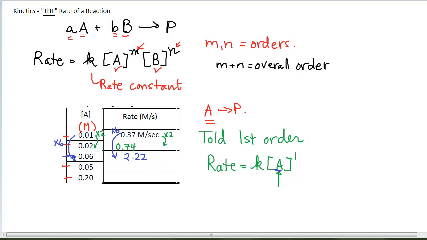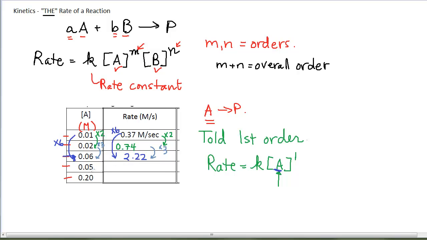I would have also gotten the same answer if I'd said, well, from this trial to this trial, I'm actually going up by 3, so from this rate to this rate, I'll go up by 3, and I would get exactly the same answer in that case. Let me go ahead and extrapolate this quickly.